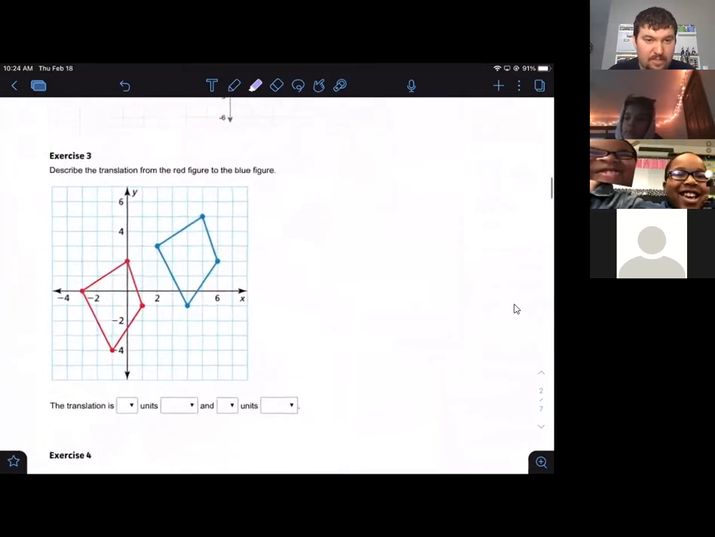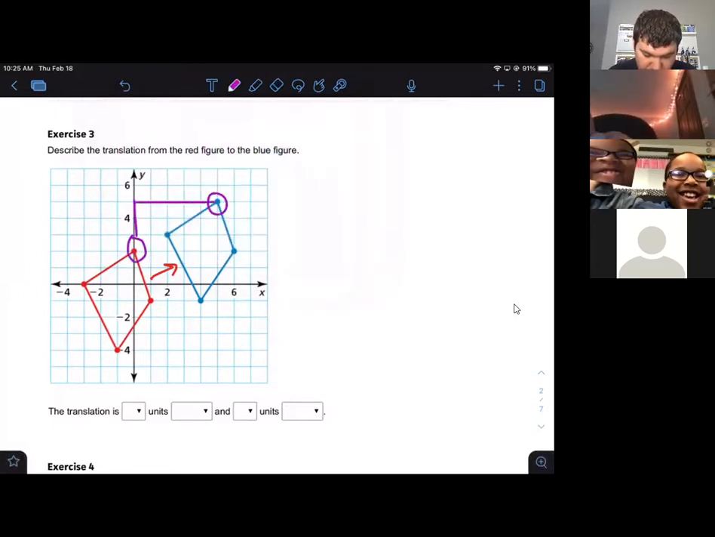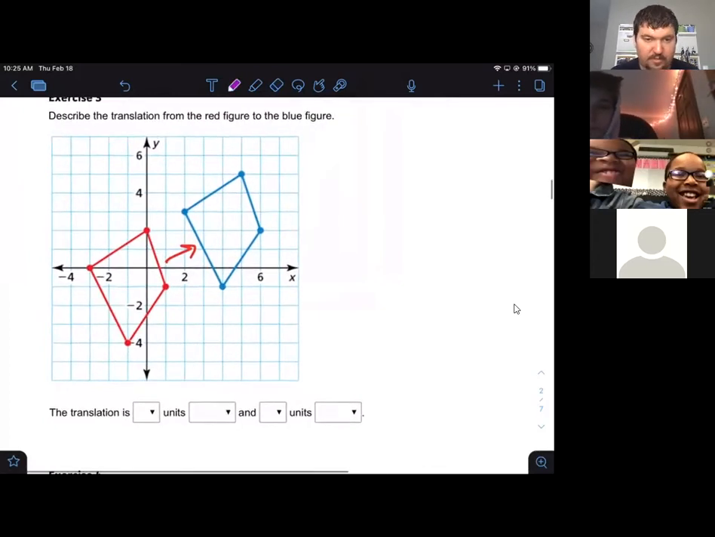Number three wants us to describe the translation. It tells us what kind of transformation it is, from the red figure, that's important, which means we're starting here, to the blue figure. Up 3, over 5. Okay, let's check that. Let's look at two of the points here. This point and this point would go up 3, and then you said over 5. What direction? Right. Yep, and that's going to be the same for all 4 of the points on this quadrilateral.